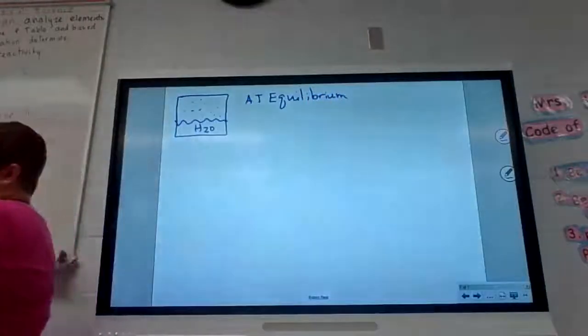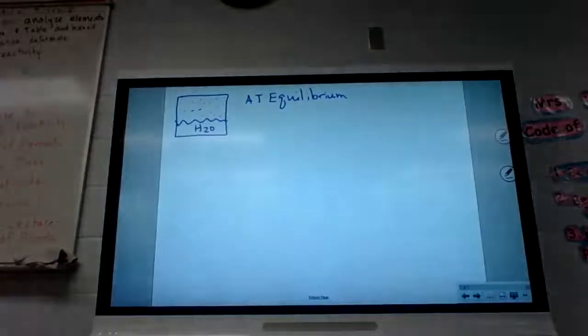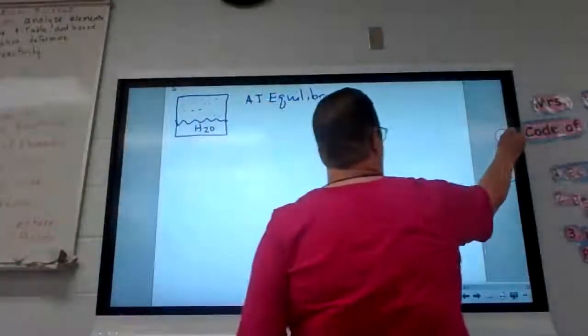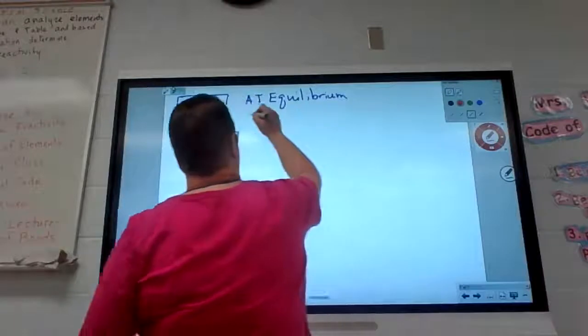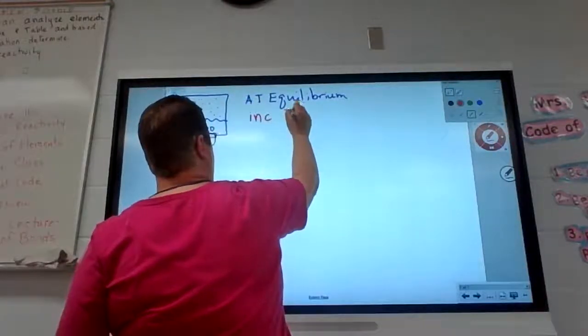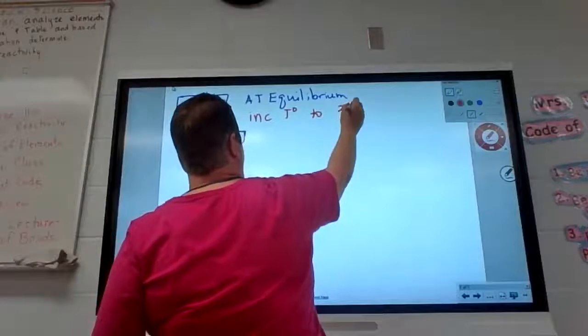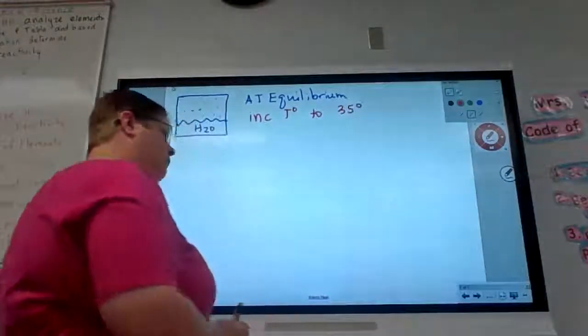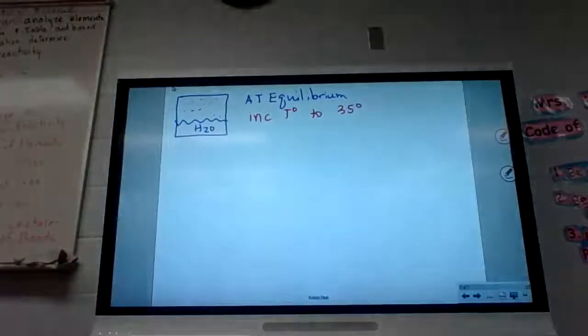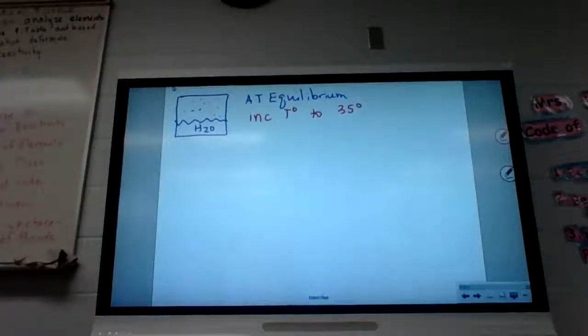All right. So let's say that we're at equilibrium, okay? And I'm going to come along and I'm going to add a stress. I'm going to increase the temperature to 35 degrees Celsius. Now, what's going to happen inside of the closed system when I do that? If we're at equilibrium and I disturb the equilibrium, what's going to happen in the container? Evaporation can increase.